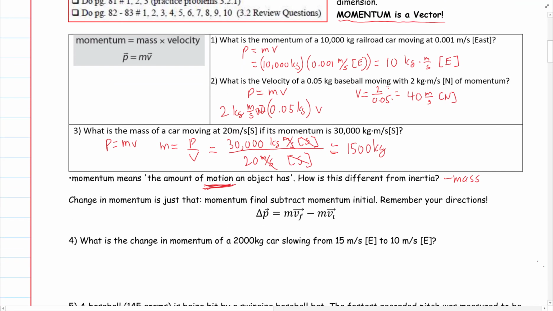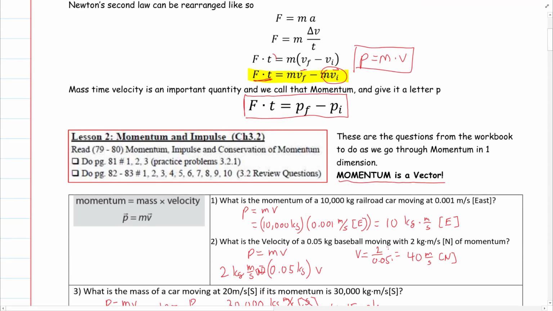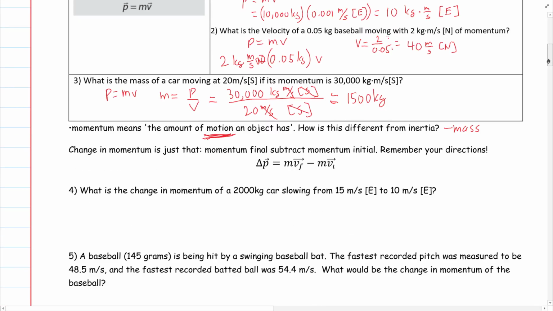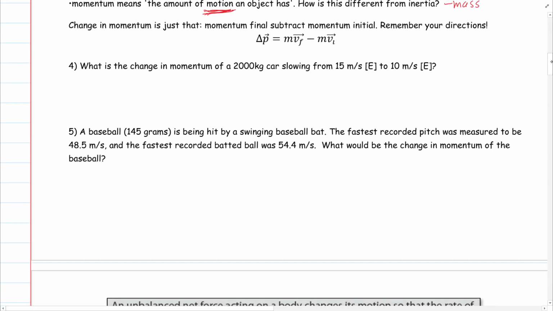And change in momentum is just that: momentum final minus momentum initial. Remember your directions, please. So the change in momentum is just mvf minus mvi. And we go that way because that's where the formula is headed, right? We're headed down to a little bit more detail here, understanding momentum. So mvf minus mvi, slowing from 15 to 10.